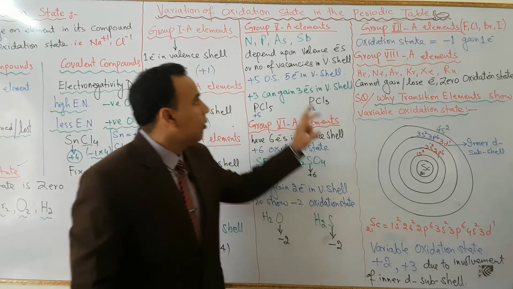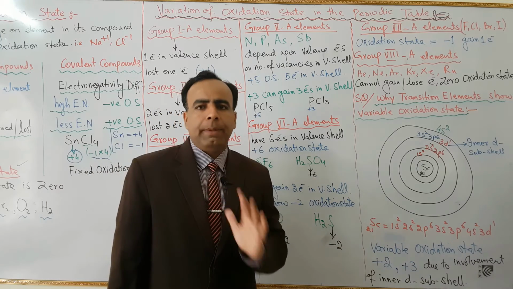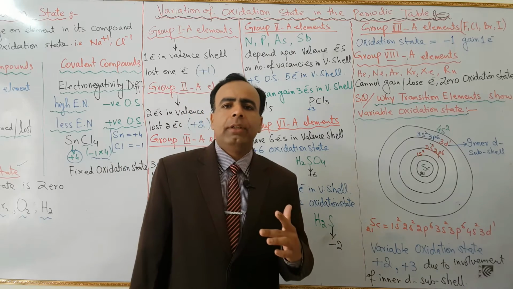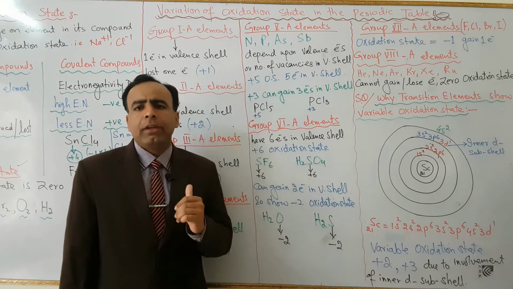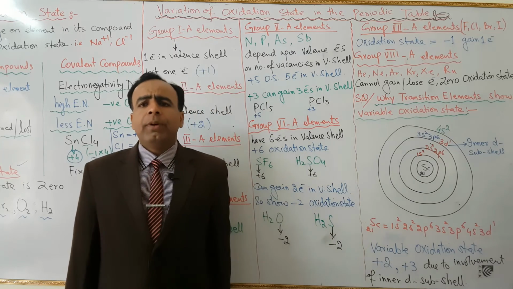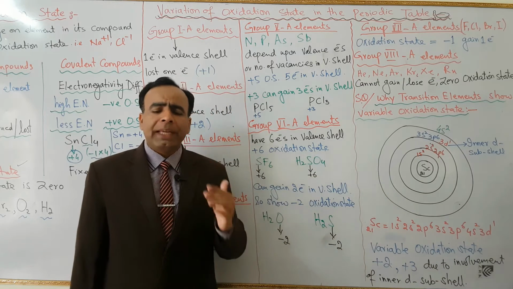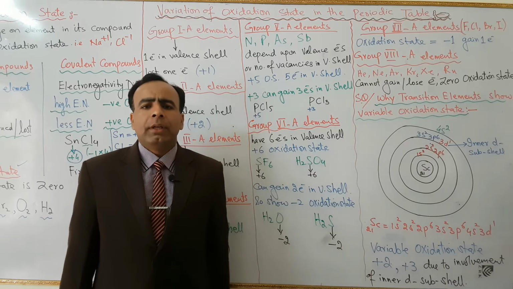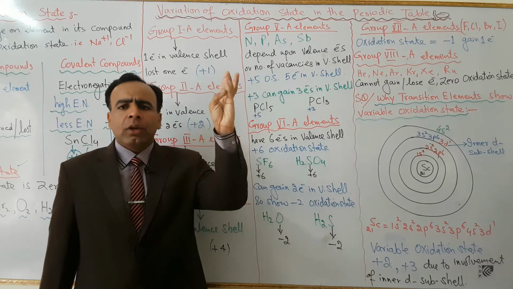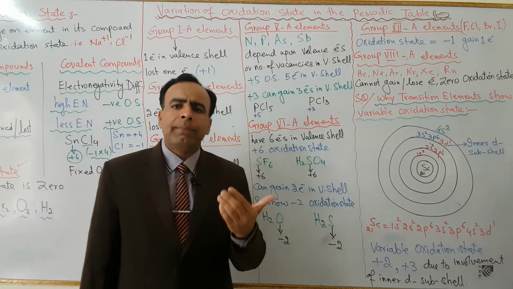Dear students, now the variation of oxidation state in the periodic table. Oxidation state is related to the group number of an element. Oxidation state depends upon the number of valence electrons in an atom. In a group, valence electrons remain the same, so oxidation state will remain the same within a group. Now, dear students, the elements of group 1A to group 4A have oxidation state equal to their group number.